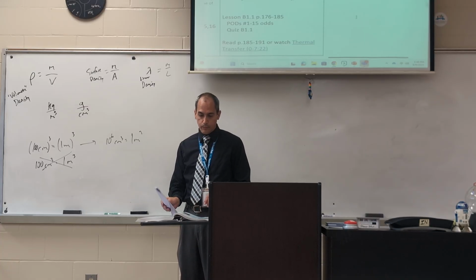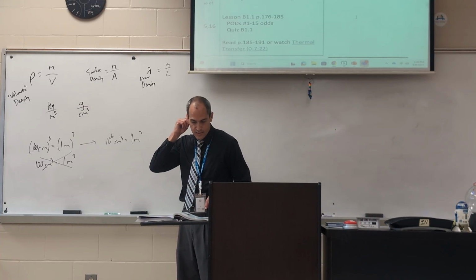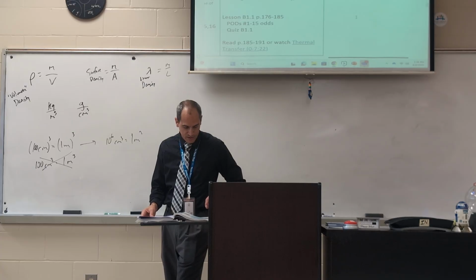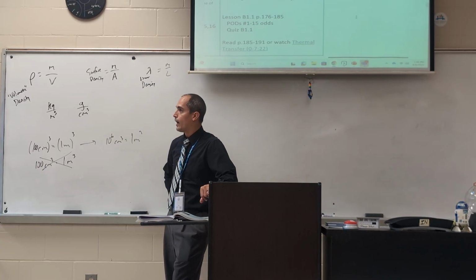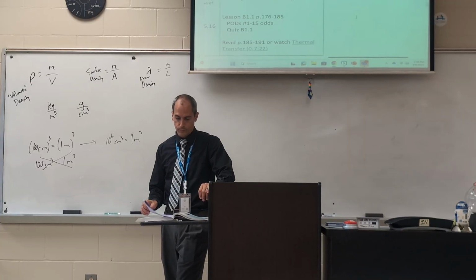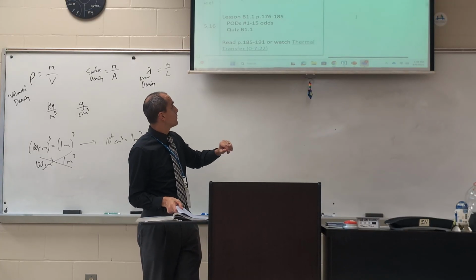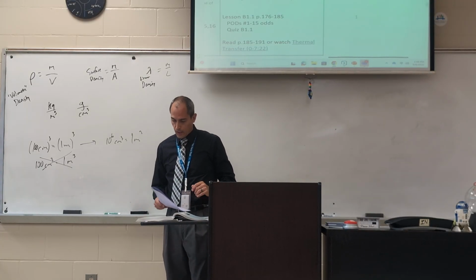They do have a table of different densities of things on page 178, so you may need to look that up as you do your pods. Okay, and again, your pods are 1 through 15, just the odd ones.